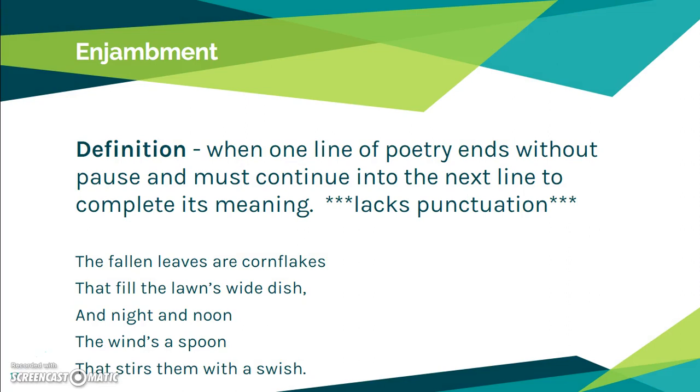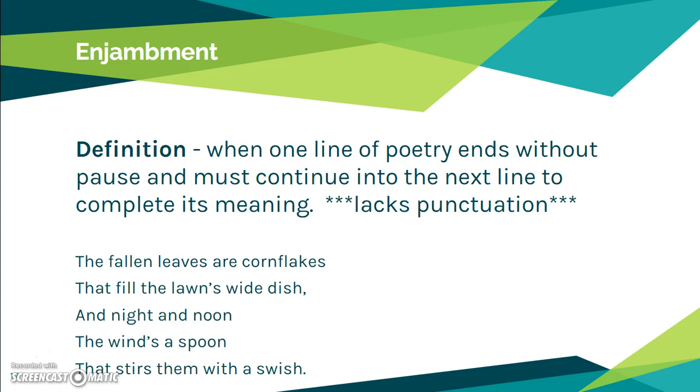Okay, the last slide for this one. It's enjambment. It's the definition when one line of poetry ends without pause and must continue into the next line to complete its meaning. So in other words, it lacks punctuation, because when you look at a poem, and when you read a poem, much like when you read a prose or fiction piece, you're supposed to stop and take a breath where the punctuation is. So something is enjambed when the thought continues on to the next line, or in other words, it lacks punctuation.